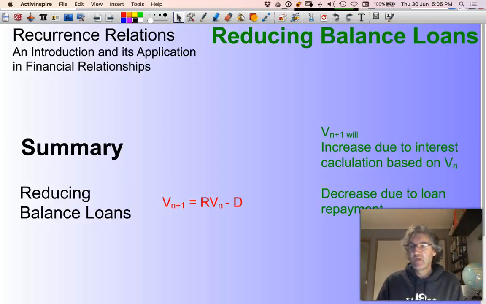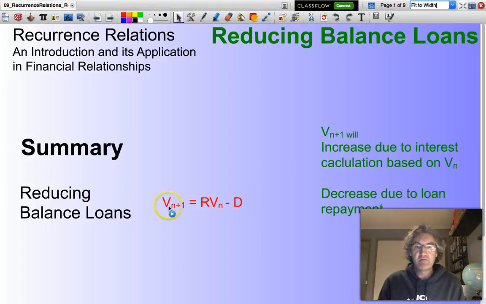In summary, our recurrence relation for a reducing balance loan is V(n+1), so our next value equals our current value, which has been increased due to an interest component and decreased via a loan repayment component. And that's what has been written here. A typical example of a reducing balance loan may be a home loan.